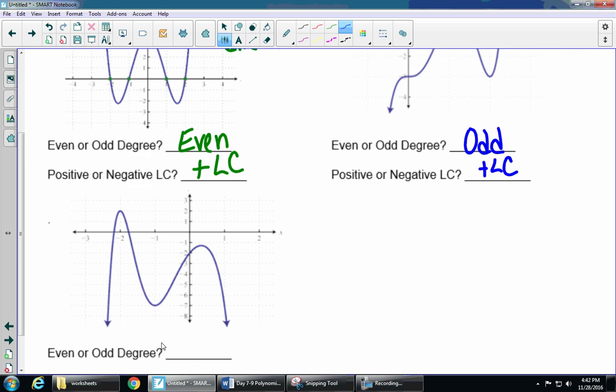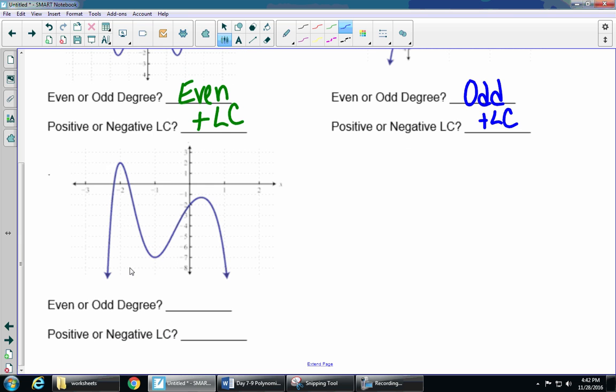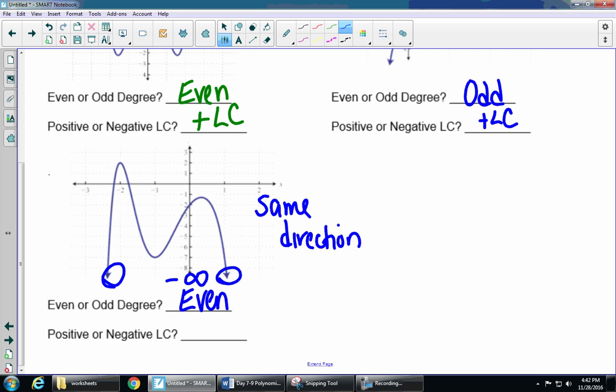And then if we take a look at our bottom example here, they are both pointed in the same direction. Because they're in the same direction, I know that it's going to be an even degree. Both arrows are pointing down towards negative infinity. So I have a negative leading coefficient.